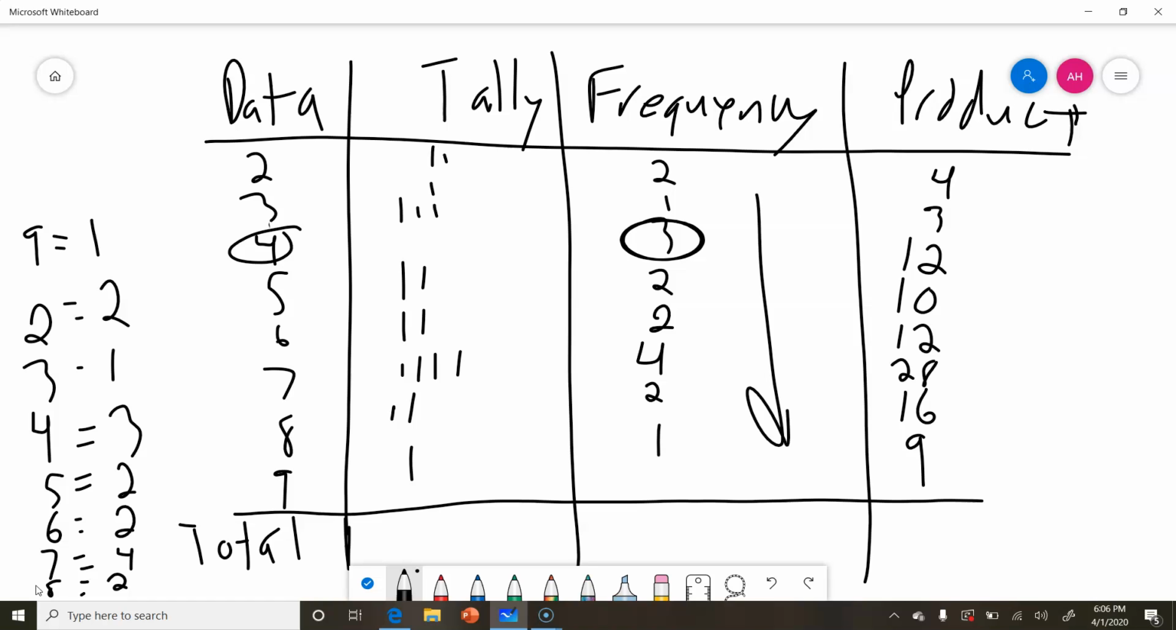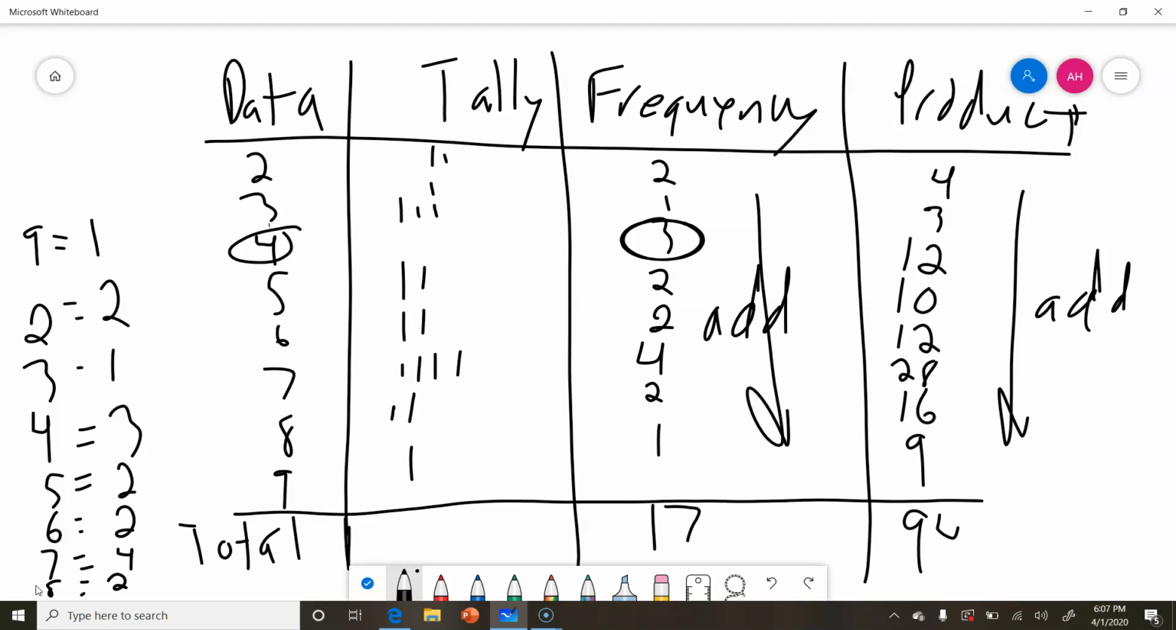Now I add right here to determine how many I have. 2 plus 1 is 3. 3 plus 3 is 6. 6 plus 2 is 8. 8 plus 2 is 10. 10 plus 4 is 14. 14 plus 2 is 16. And 16 plus 1 is 17. Now I do the same thing over here, and this time I'm going to use a calculator. So I have 4 plus 3 plus 12 plus 10 plus 12 plus 28 plus 16 plus 9. When I add all that together, I get 94.